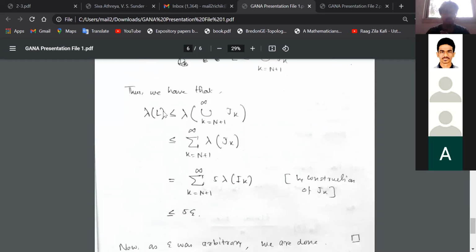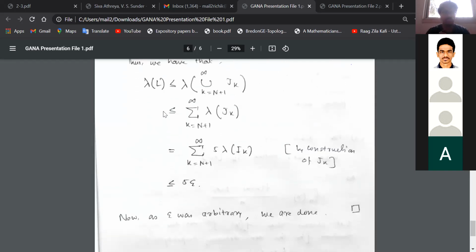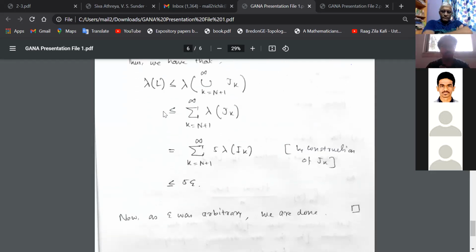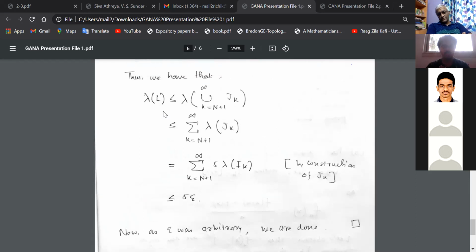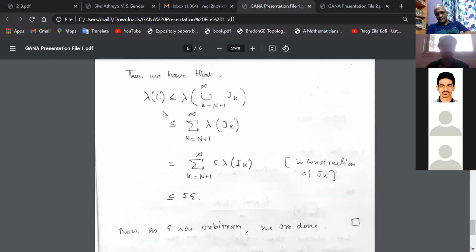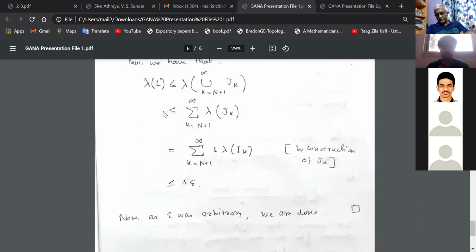So it will be less than or equal to the summation, k equals n+1 to infinity, of 5λ(I_k), by construction of J_k, which is less than or equal to 5 epsilon, because we already have that λ(I_n) converges to 0. For any given epsilon greater than 0, there exists a capital N such that, by the definition of limits, λ(I_k) will also be less than epsilon for any k greater than capital N, and this follows because k is from n+1 to infinity. So this will be less than or equal to 5 epsilon.